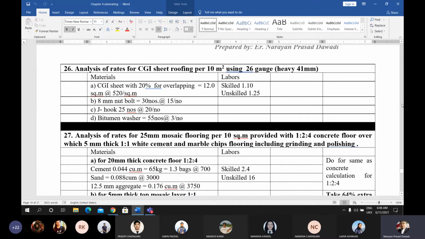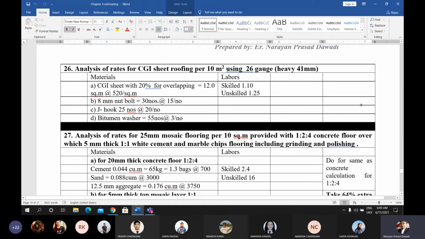There may be three types of tin available in the market: heavy, medium, and light. The thickness of the 26 gauge tin CGI sheet is 41. This is the heavy thickness, and I have done it for this. For the laying and roofing using the CGI sheet, per 10 meter square of area, provide 20% extra for the overlapping of the sheet.